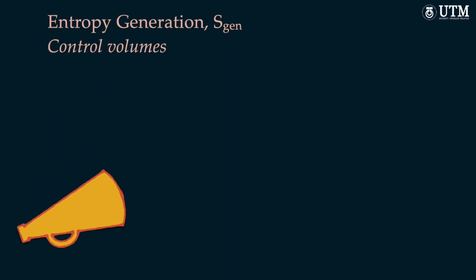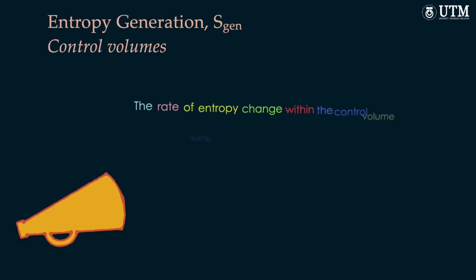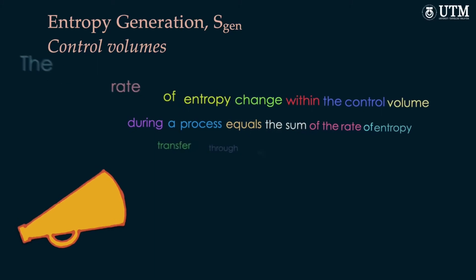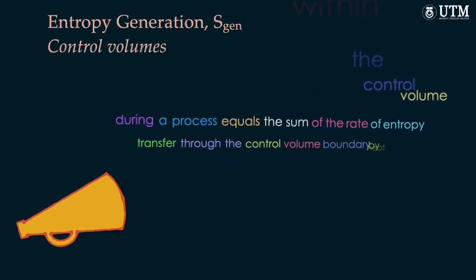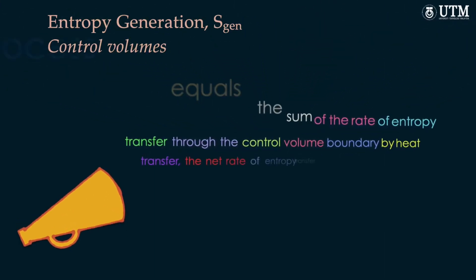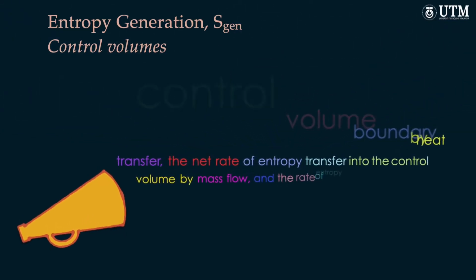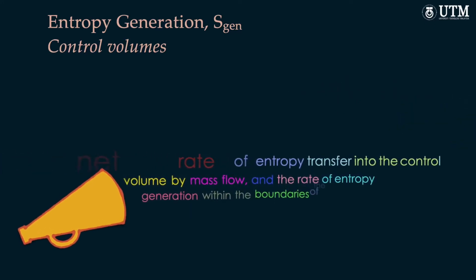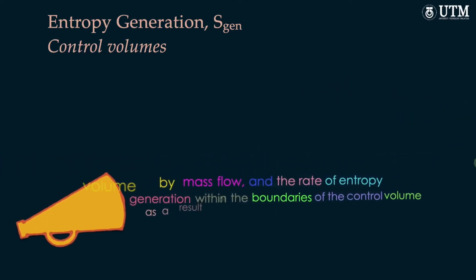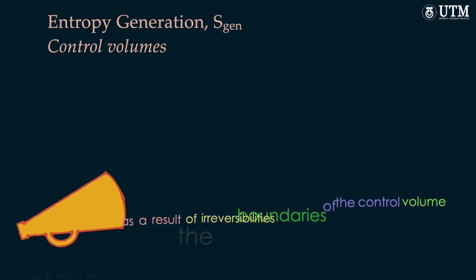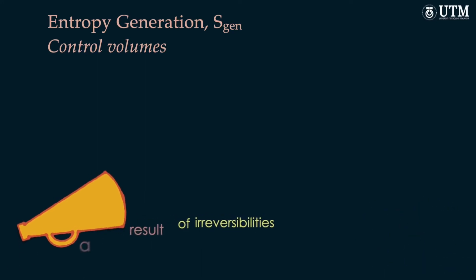This entropy balance relation can be stated as: the rate of entropy change within the control volume during a process equals the sum of the rate of entropy transfer through the control volume boundary by heat transfer, the net rate of entropy transfer into the control volume by mass flow, and the rate of entropy generation within the boundaries of the control volume as a result of irreversibilities.